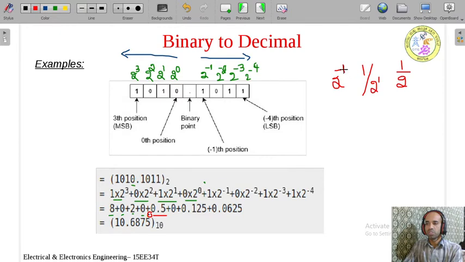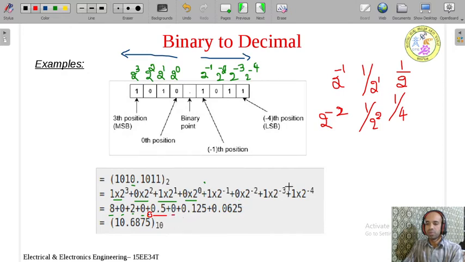Next, 2 to the power of minus 2. How do you write 2 power minus 2? 2 power minus 2 is nothing but 1 divided by 2 to the power of 2. We know that 2 power 2 is 4. 1 by 4 is how much? 1 by 4 is nothing but 0.25. 0.25 into 0, so it is equal to 0.